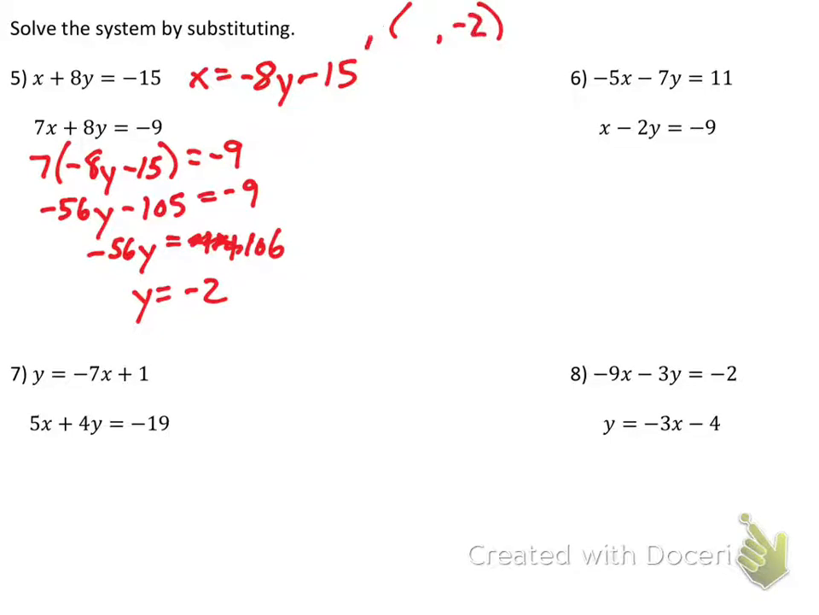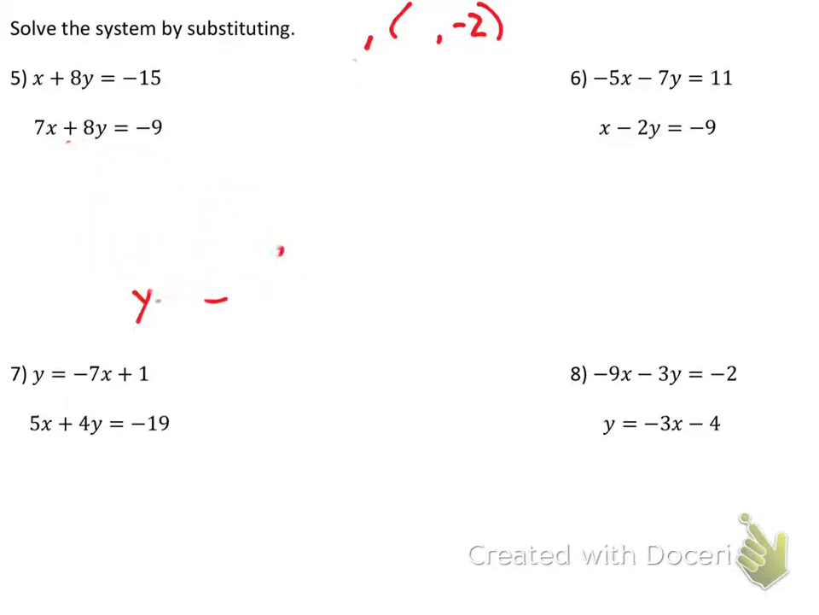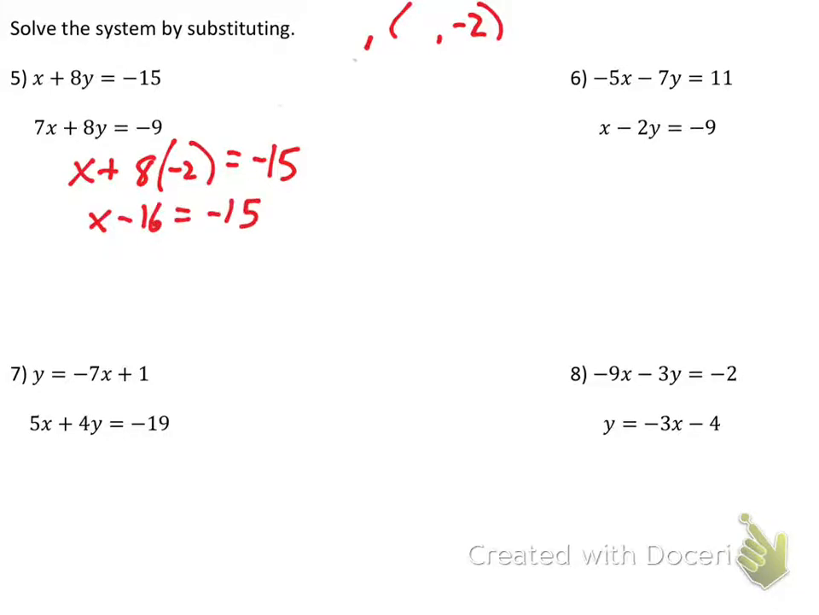all I would need to do is just plug it in for one of these two equations. So I'll just take the first one again, and I'll do x plus 8 over negative 2 is equal to negative 15. So x minus 16 is equal to negative 15. I'm going to add 16 on each side, so x is going to be equal to 1. And my final answer will be right up here. It'll be 1, negative 2.